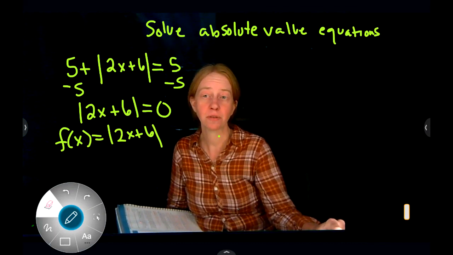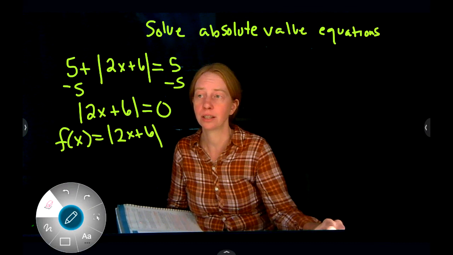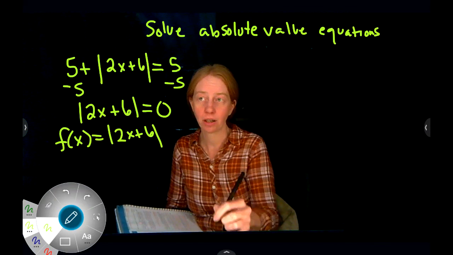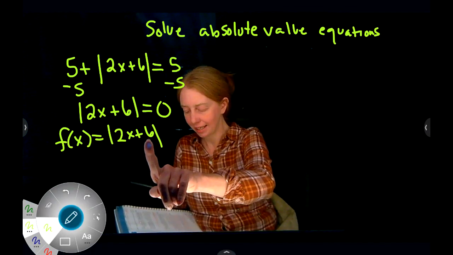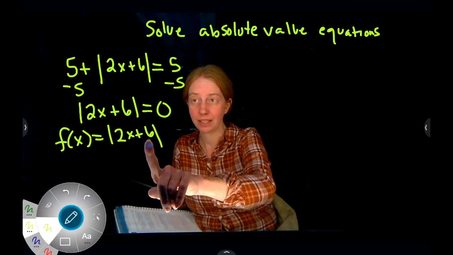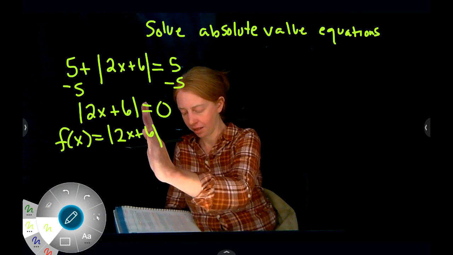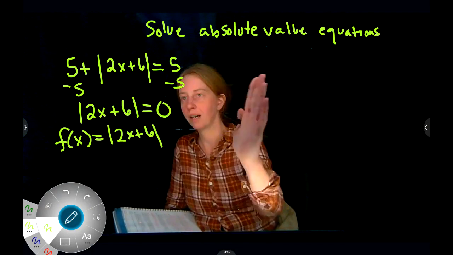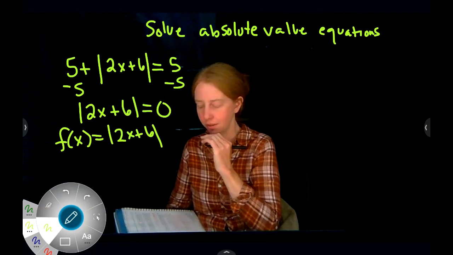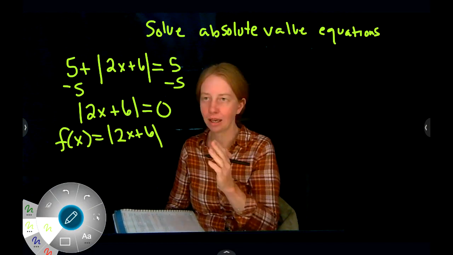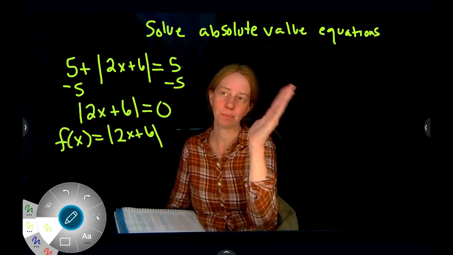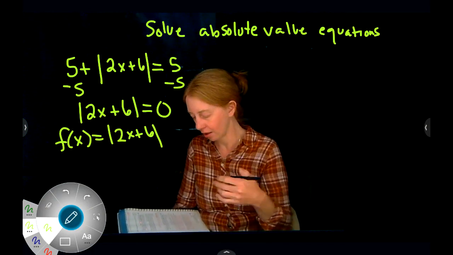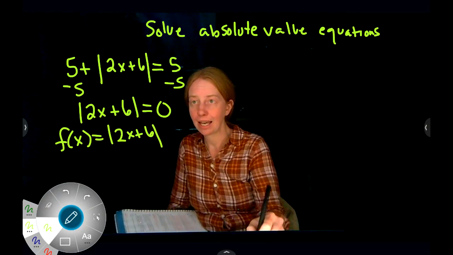We also talked about transformations earlier this year, so you could look at this as a transformation of that parent graph. The +6 is going to shift it this way, and the 2x makes it steeper and narrower. But we're not going to do that this time. We're going to solve it logically by making an XY chart.